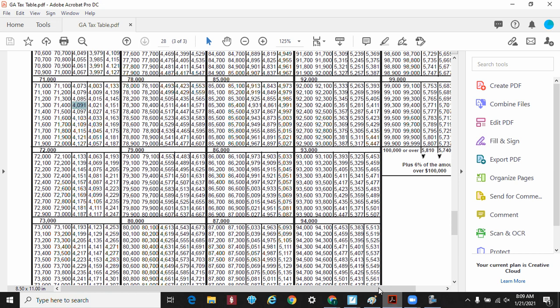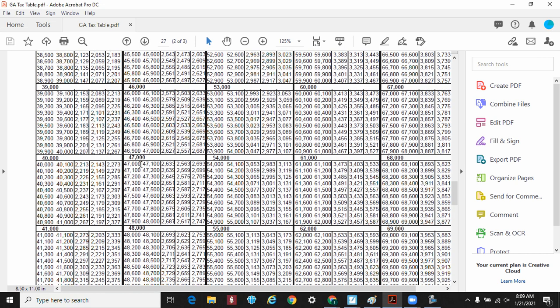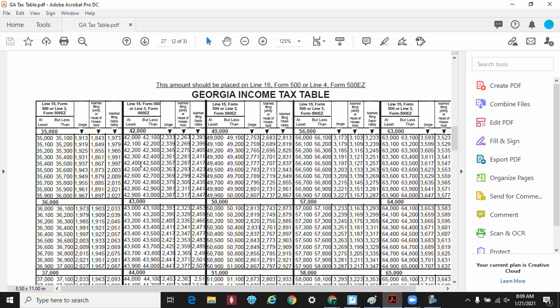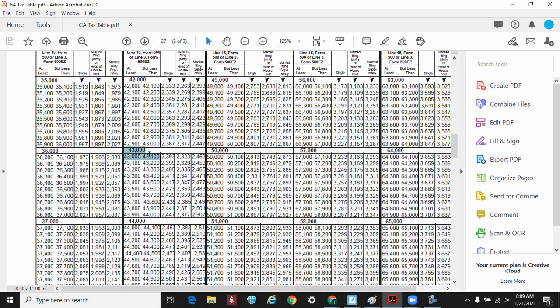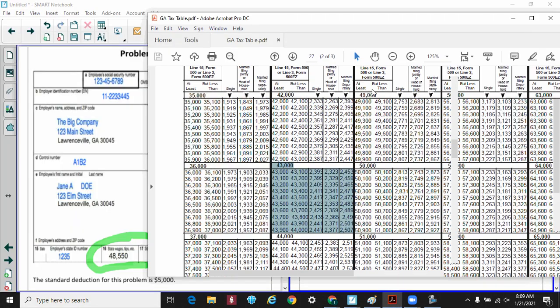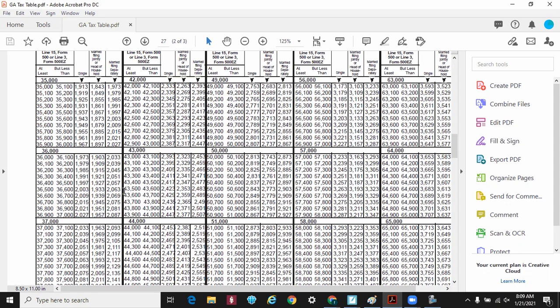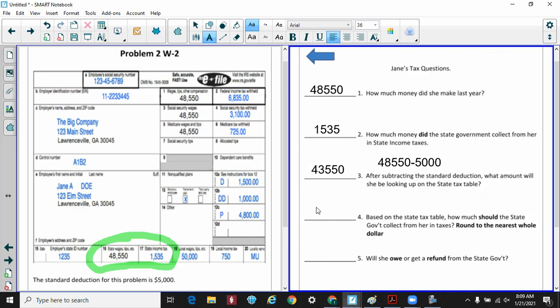Let me bring out the table. I'm going to be looking at the 43,000 mark. As you can see how everything is divided up, column and row. There's 43,000. That's my 43,000s. So what do I need? 43,550. Oh, there it is. It's in between 43,500 and 43,600, 2,423. So she should have paid $2,423, but notice she only paid 1,535. So she didn't pay enough. That's going to be an owing situation.